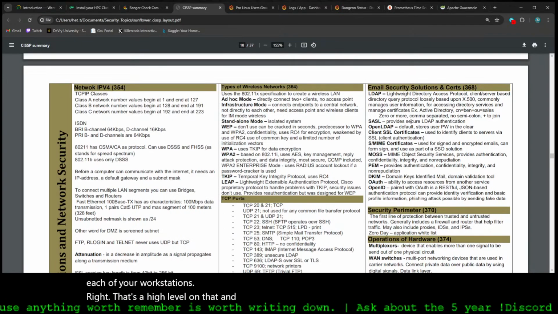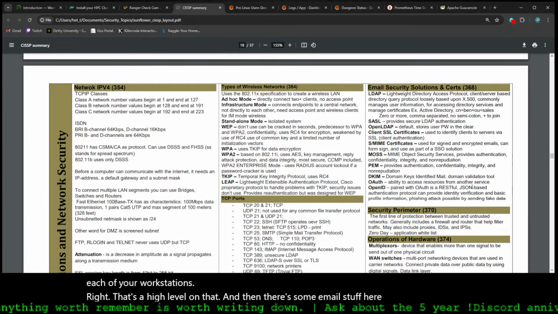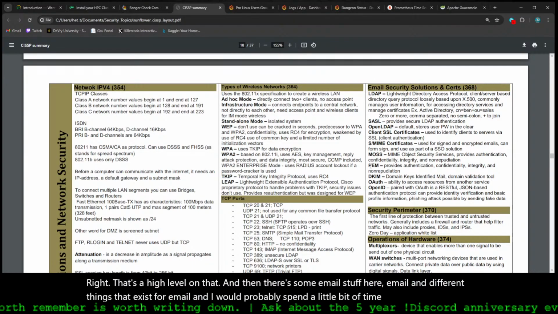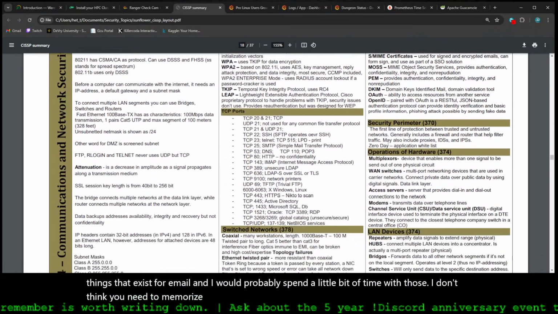And then there's some email stuff here, different things that exist for email. I would probably spend a little bit of time with those. I don't think you need to memorize those too much.